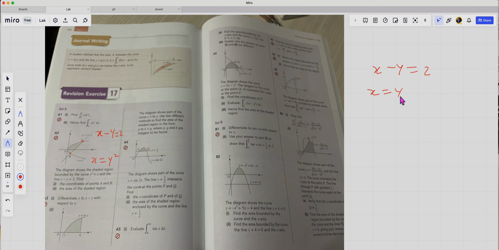Then x equals y squared. So you use substitution, okay? Once you rearrange the first equation, you get this. Then just put it in, so you get y squared equals y plus 2. So this is a quadratic equation.